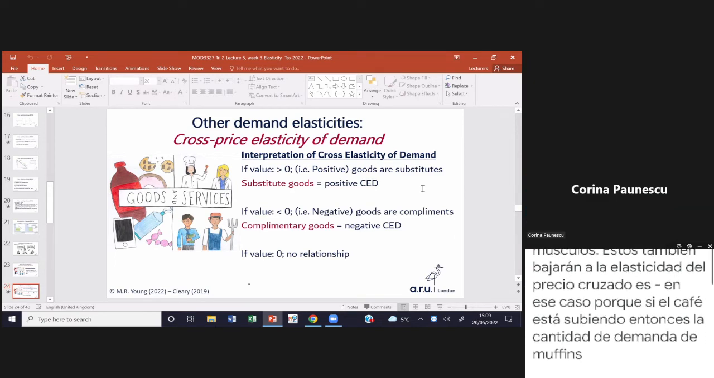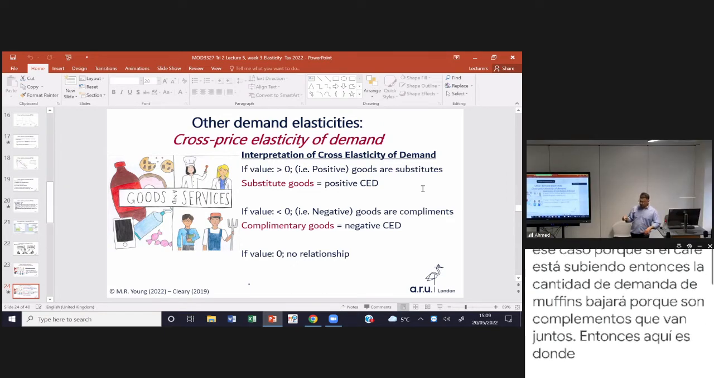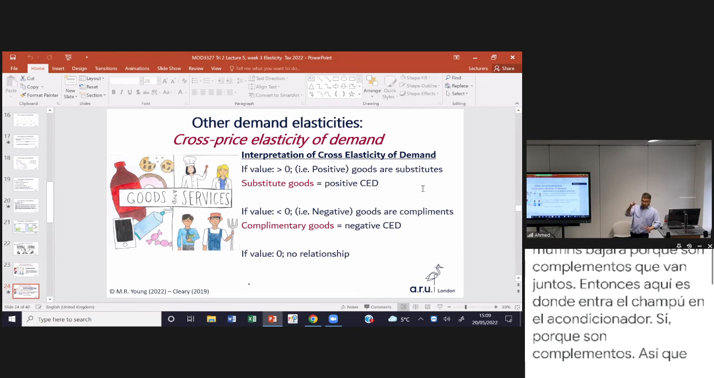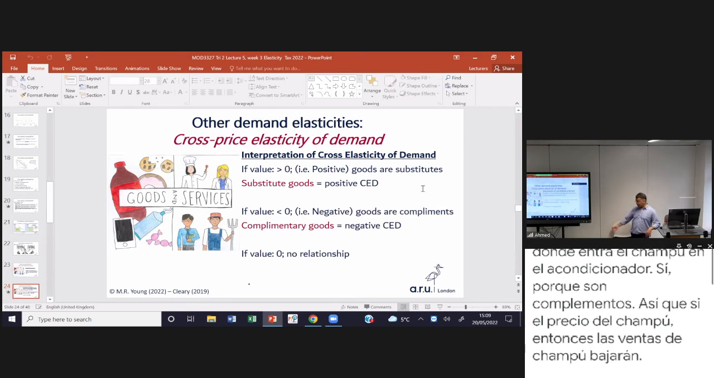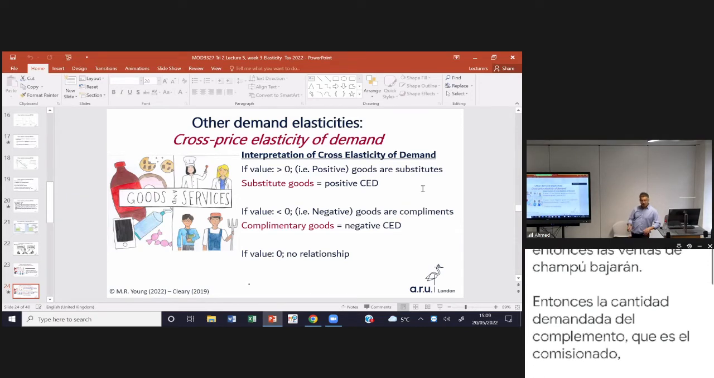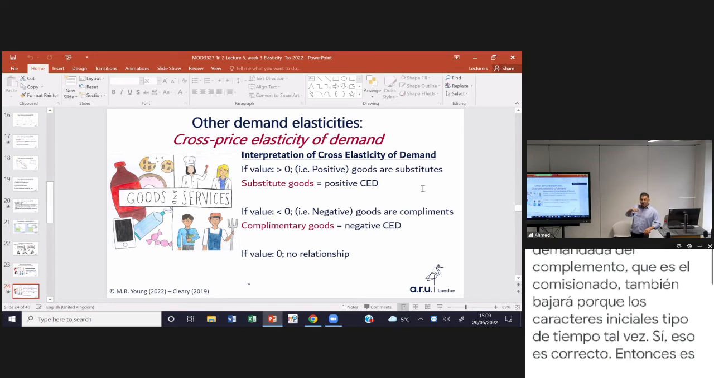This is where shampoo with conditioner comes in. If you want that example, it's a negative relationship, because they're complements. If the price of shampoo has gone up, the sales of shampoo will go down, but also the quantity demanded of the complement, the conditioner, will go down. So if it goes high in price, its demand will go down, but the complement will also go down because they go together.